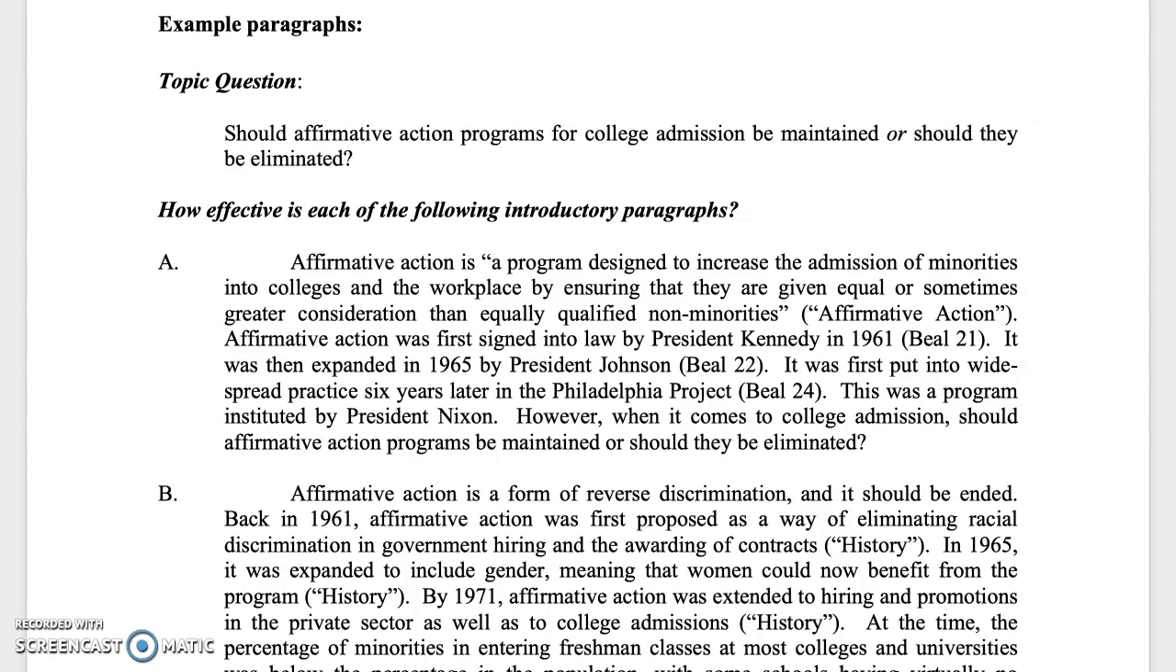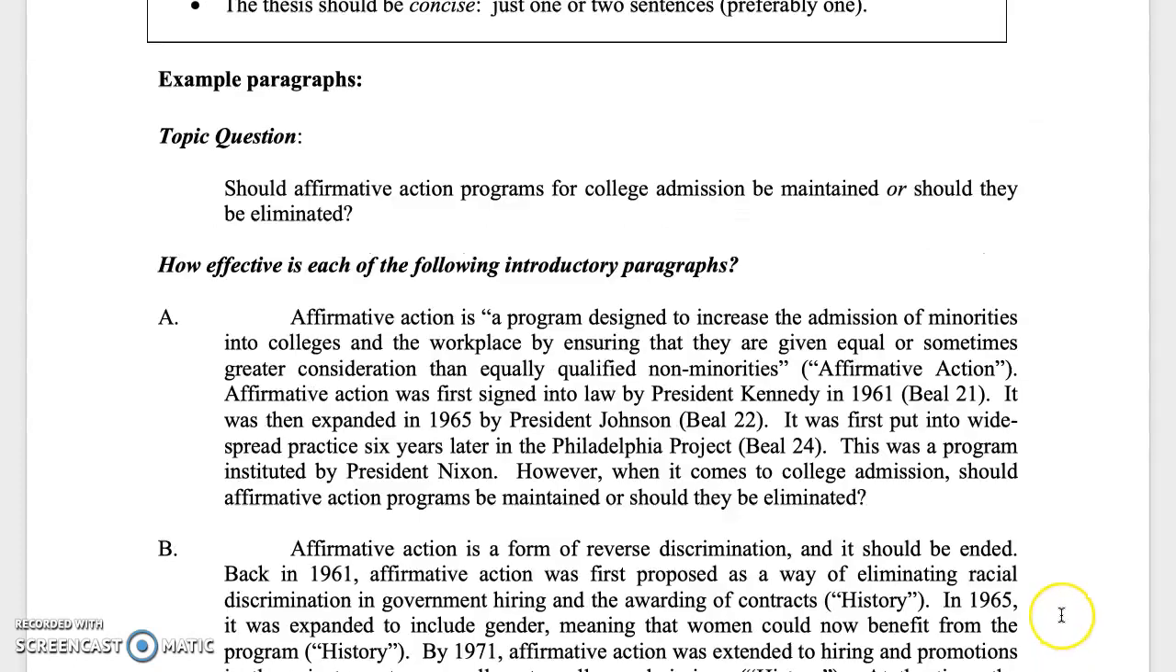In this video, we're going to look at good and bad examples of introductory paragraphs for an argument rebuttal essay. And I have a topic here: should affirmative action programs for college admission be maintained or should they be eliminated? That's similar to the kind of topics that you'll write about for your argument rebuttal essays because it's a two-sided pro-con issue. So let's take a look at each one of these lettered examples.